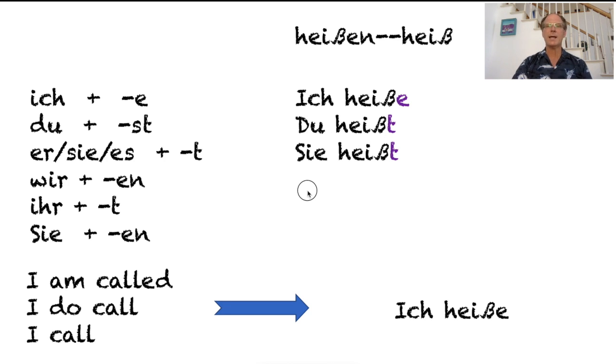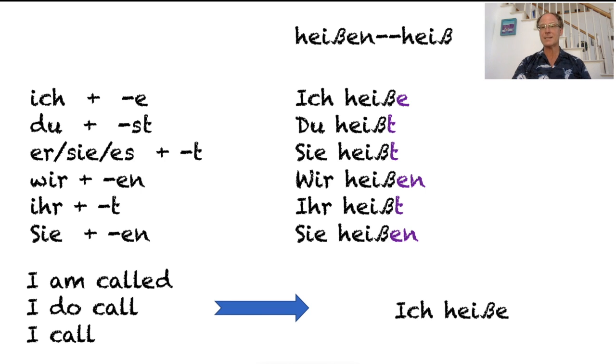And if you want to say she is called, or he is called, or it is called, you'd say sie heißt, for she is called. If you want to say we are called, you'd say wir heißen. If you want to say y'all are called, that would be ihr heißt. And then if you wanted to say they are called, or Mr. Smith, you are called, you would say Sie heißen.